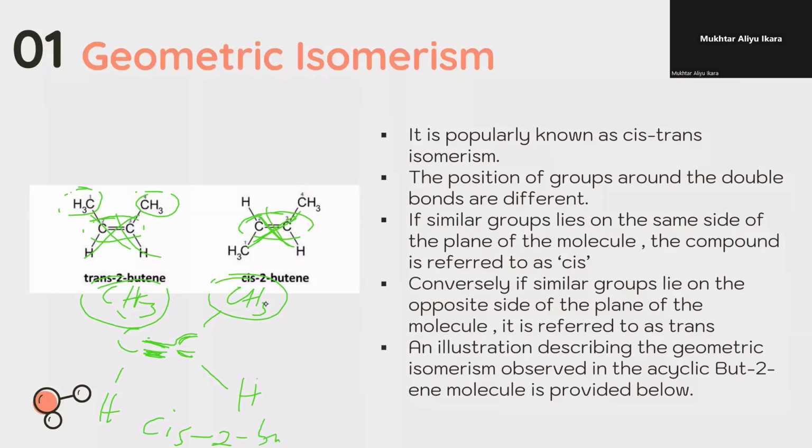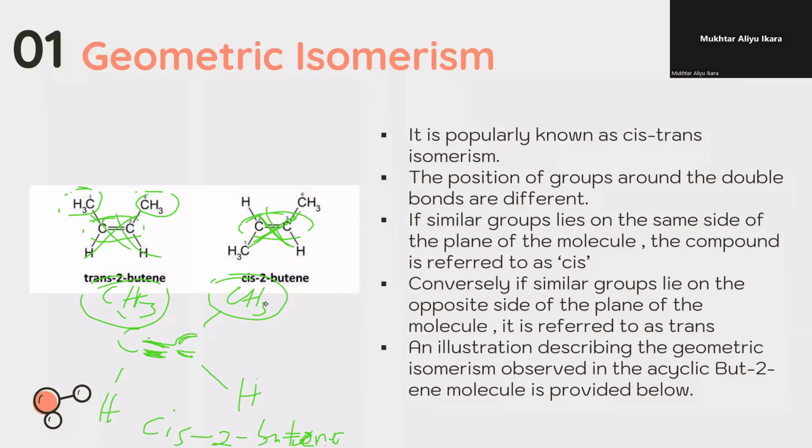Cis-2-butene. When you say cis-2-butene, it means that the functional group is at position 2, and it is cis because the CH3 and CH3 are on the same plane. Conversely, if the groups lie on opposite sides of the plane of the molecule, it is referred to as trans isomerism.